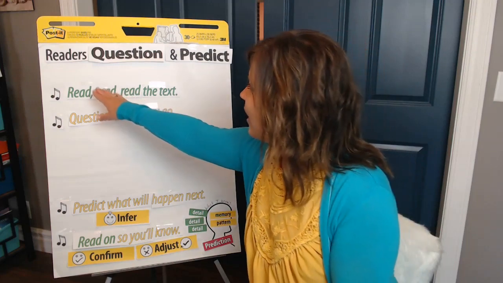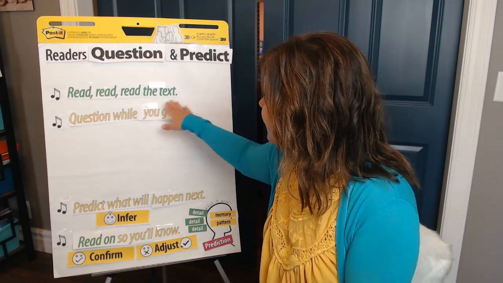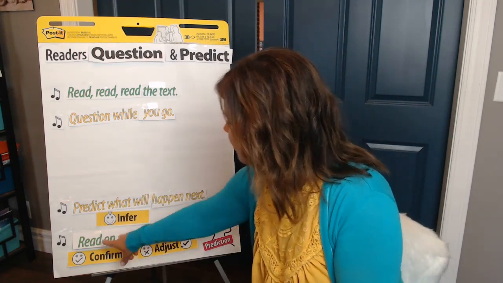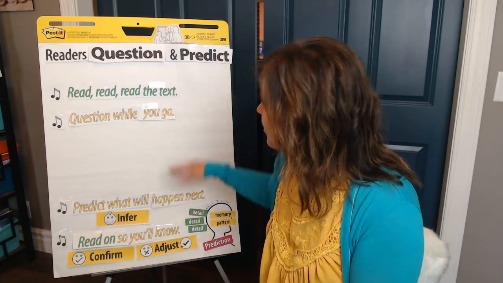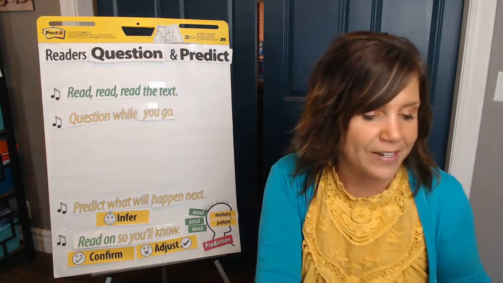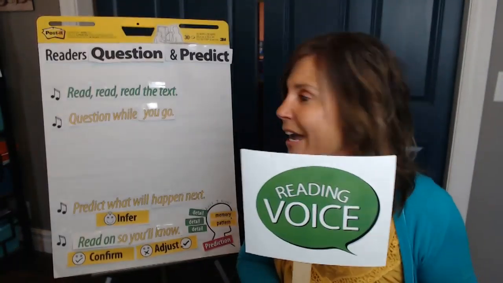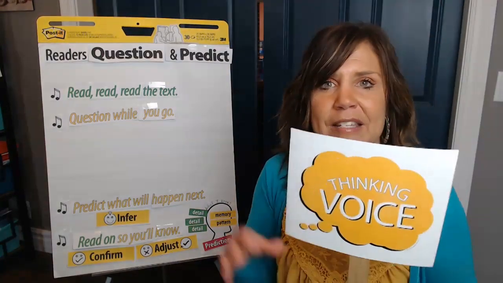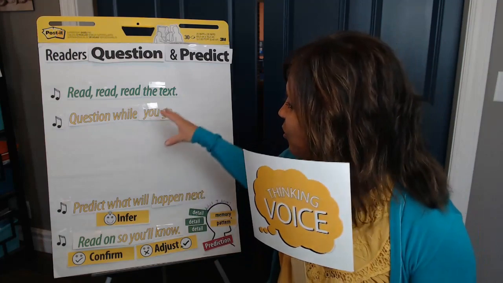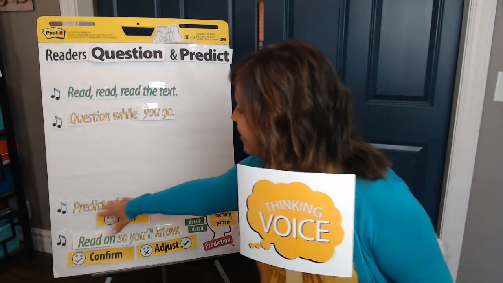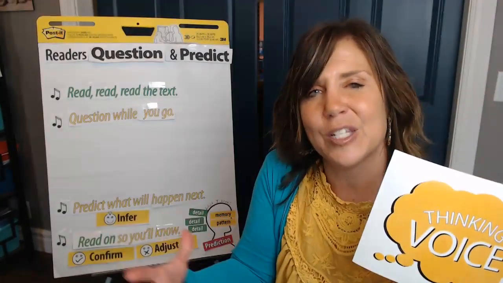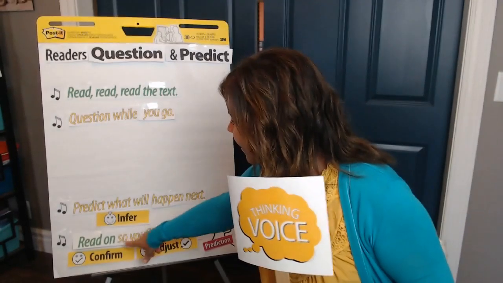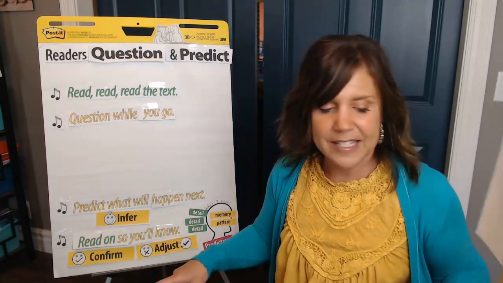And so the song went, read, read, read the text, question while you go, predict what will happen next, read on so you'll know. So you read, read, read the text with your reading voice, and then you start to have questions. Your thinking voice starts to ask you questions while you're reading. And then you predict, you guess what you think is going to happen next based on the clues you're finding, and you infer, and then you have to read on to see if you're right.